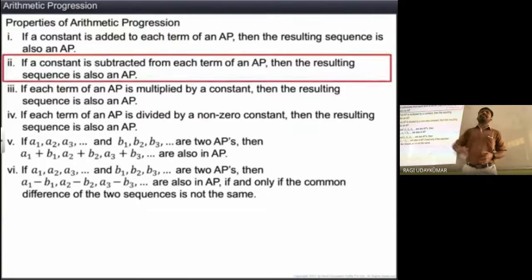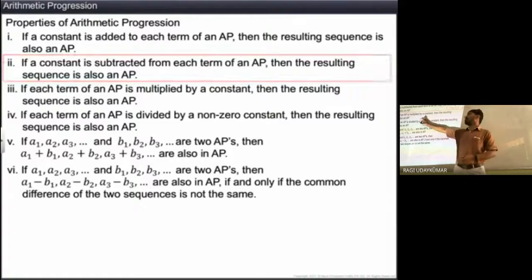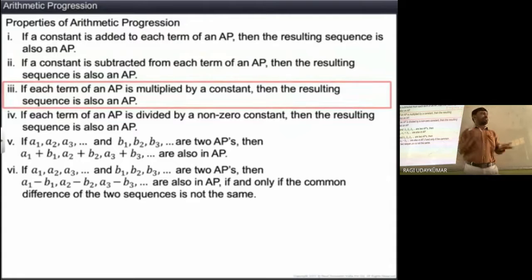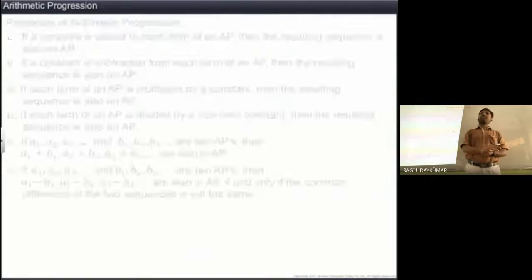So the second one is, if a constant is subtracted from each term of an arithmetic progression, the resulting sequence is also an arithmetic progression. Same as the addition case. If each term is multiplied by a constant, then the resulting sequence is also an arithmetic progression. When you are multiplying also.